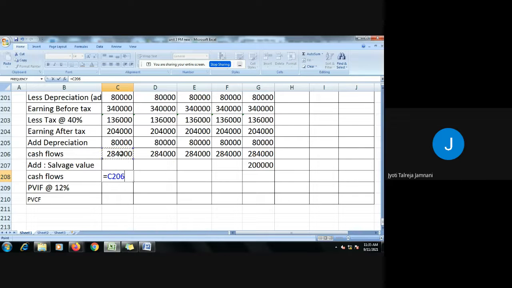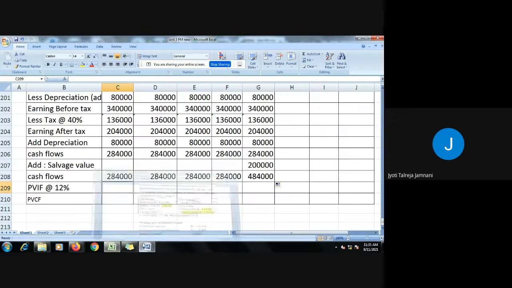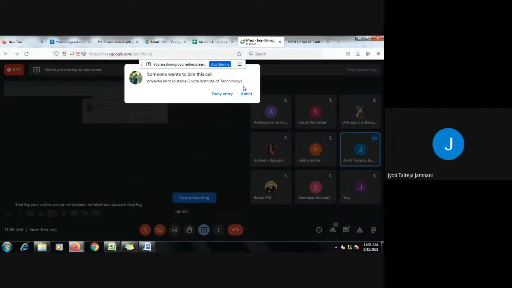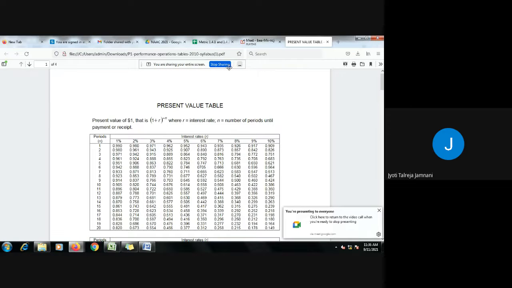2 lakh 84 plus nil, because in the first year there is no salvage value. Second year also same, but in the 5th year we have salvage value of 2 lakh, so it will become 4 lakh 84. Now they have told that the interest factor, cost of capital, is 15%. So at 15%, we need to see the table values.